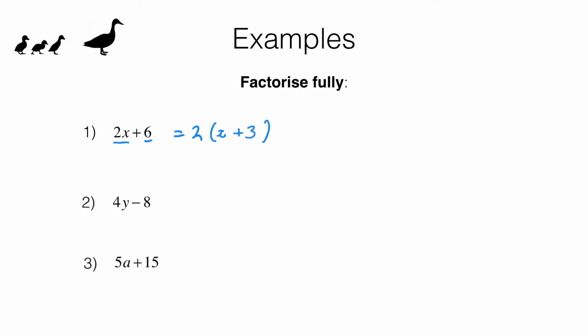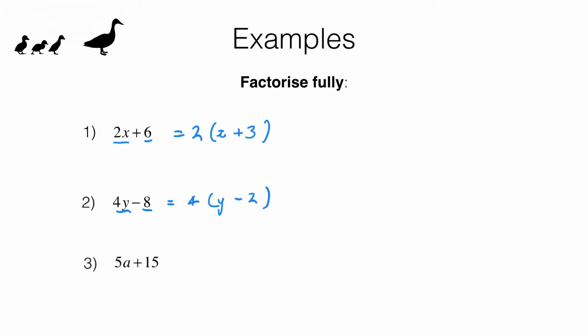In question 2, I can see the highest common factor of 4 and 8 is 4. So I'm going to write 4 here in front of my bracket. And what I multiply 4 by to make 4y is y. And what I multiply 4 by to make negative 8, well, I multiply 4 by 2 to make 8, so I multiply 4 by negative 2 to make negative 8.